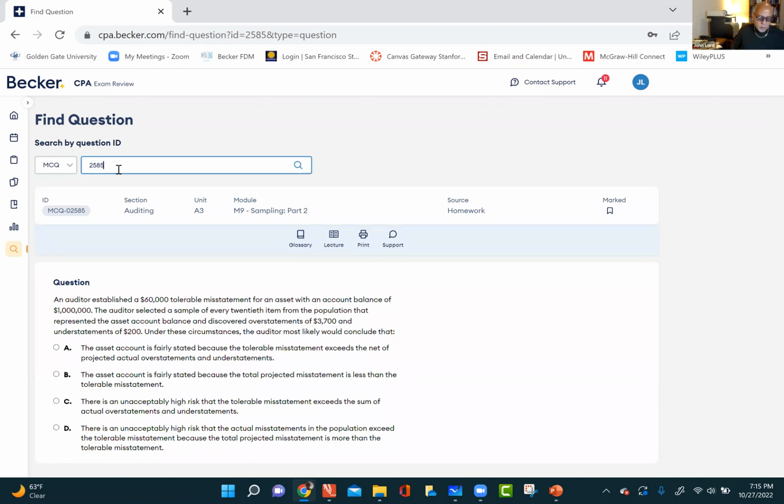Okay, good. When you look at this particular question, they say an auditor established a tolerable misstatement of 60,000 for an account balance of $1 million. The auditor selected a sample of every 20th item from the population that represented the asset account and discovered overstatements of 3,700 and understatements of 200. Under these circumstances, what would the auditor conclude?